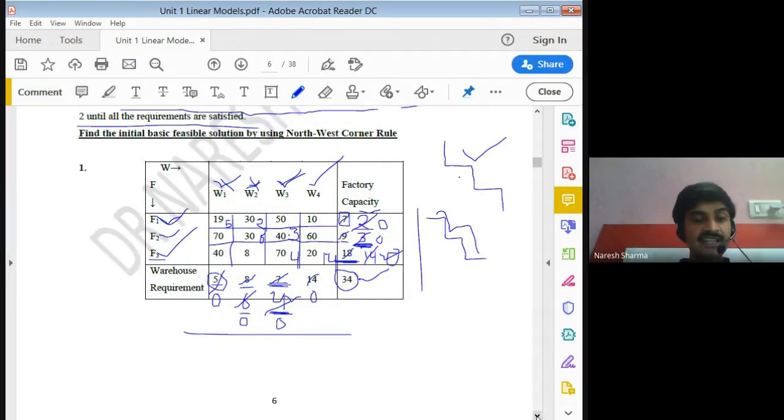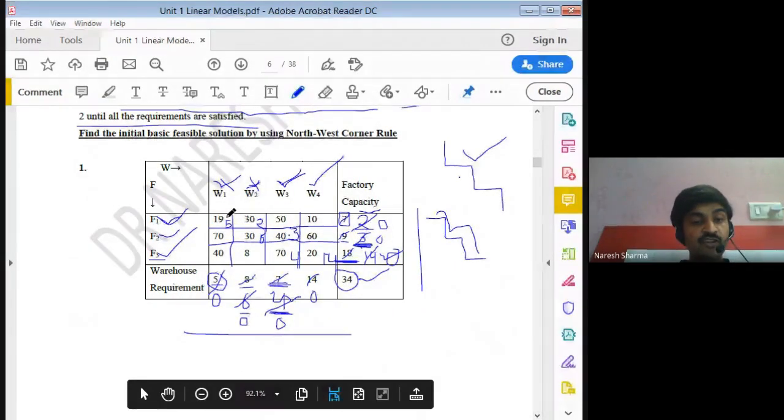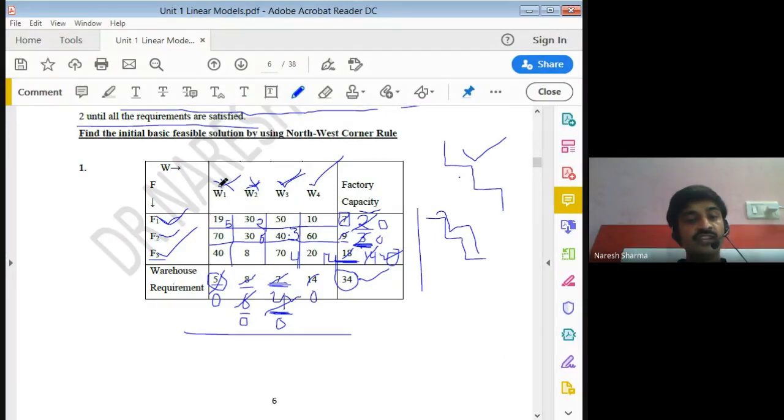So at the end, we allocate 5 units. That means the first factory sends 5 units to the first warehouse. Factory F1 sends 2 units to warehouse 2. And what is the cost of this? The cost is already given in the table. In the first location it is 19, in the next location it is 30. So how can we calculate the cost?